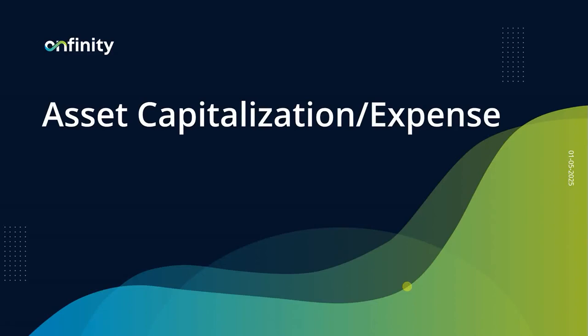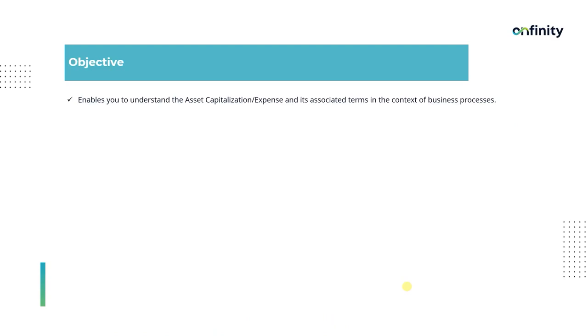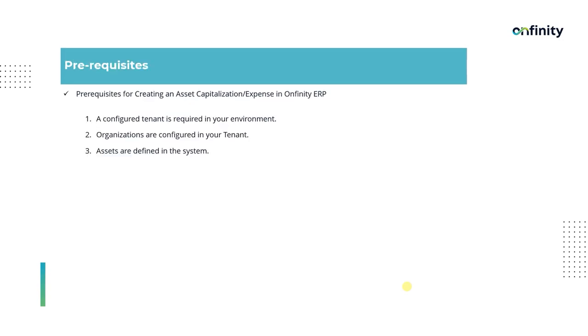Good evening, everyone. In today's session, you will learn how to perform asset capitalization or expense in Onfinity ERP. The objective enables you to understand the asset capitalization or expense process and its associated terms in the context of business processes. The prerequisites for creating an asset capitalization or expense in Onfinity ERP include having a configured tenant in your environment, configured organizations in your tenant, and assets defined in the system.